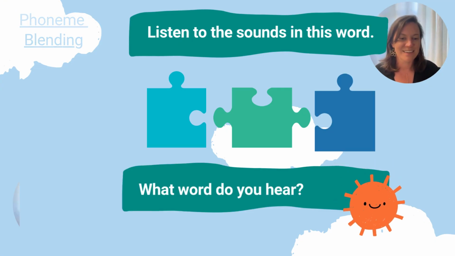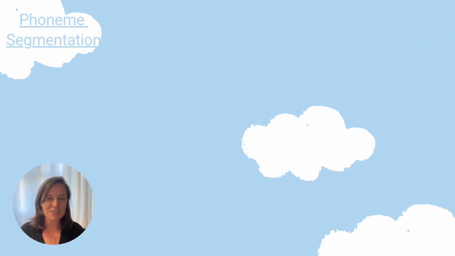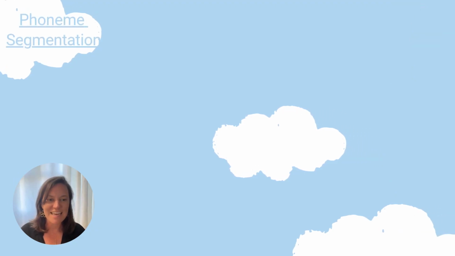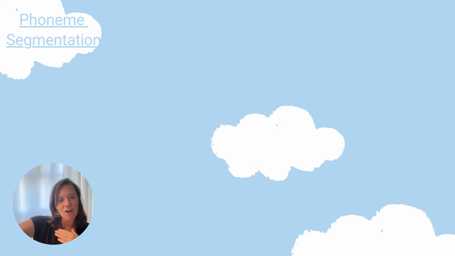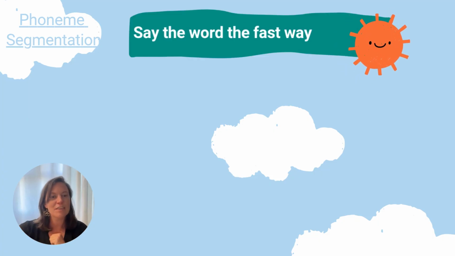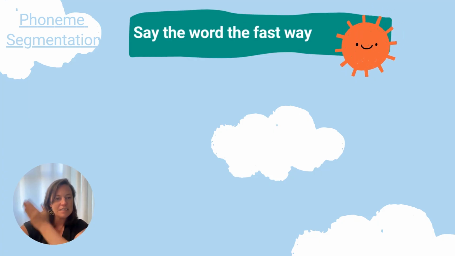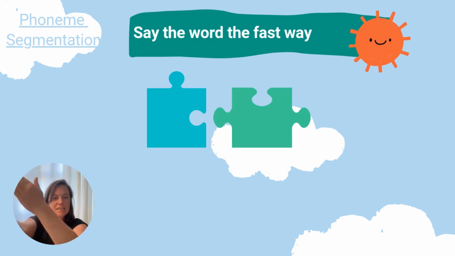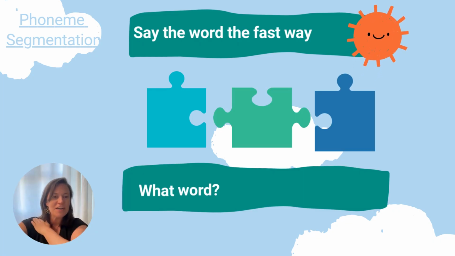Sun. I like to tell students that phoneme segmentation is chopping those words up. So I say, stick out your arm, and we're going to listen to the word sun the fast way and tell me the sounds in the word. S, n. What word? Sun.